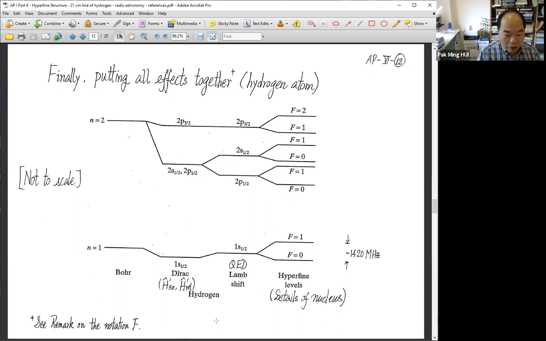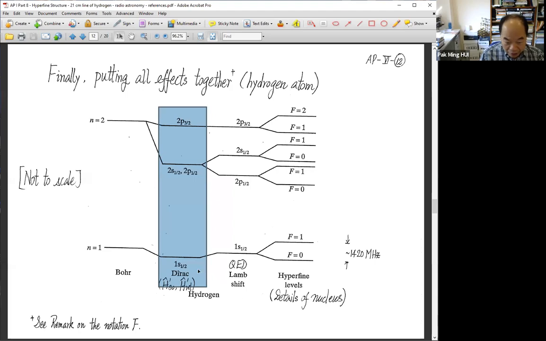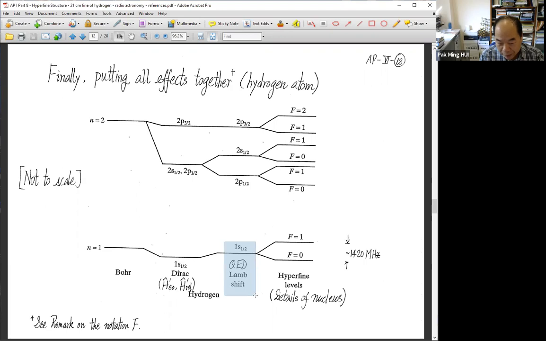So if we put all the things together up to now, without the hyperfine splitting, we have the relativistic correction, spin-orbit interaction. We have this result. QED gives us some more results that we cannot explain to you. This is quantum field theory. It shifts a little bit, called the Lamb shift, that has to do with what is vacuum.